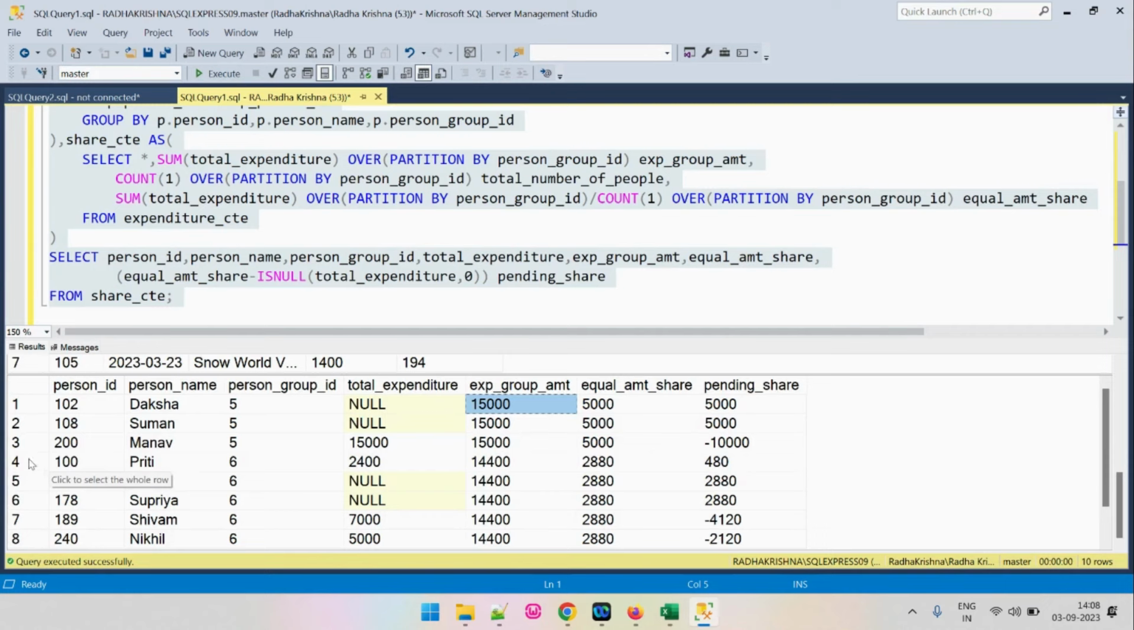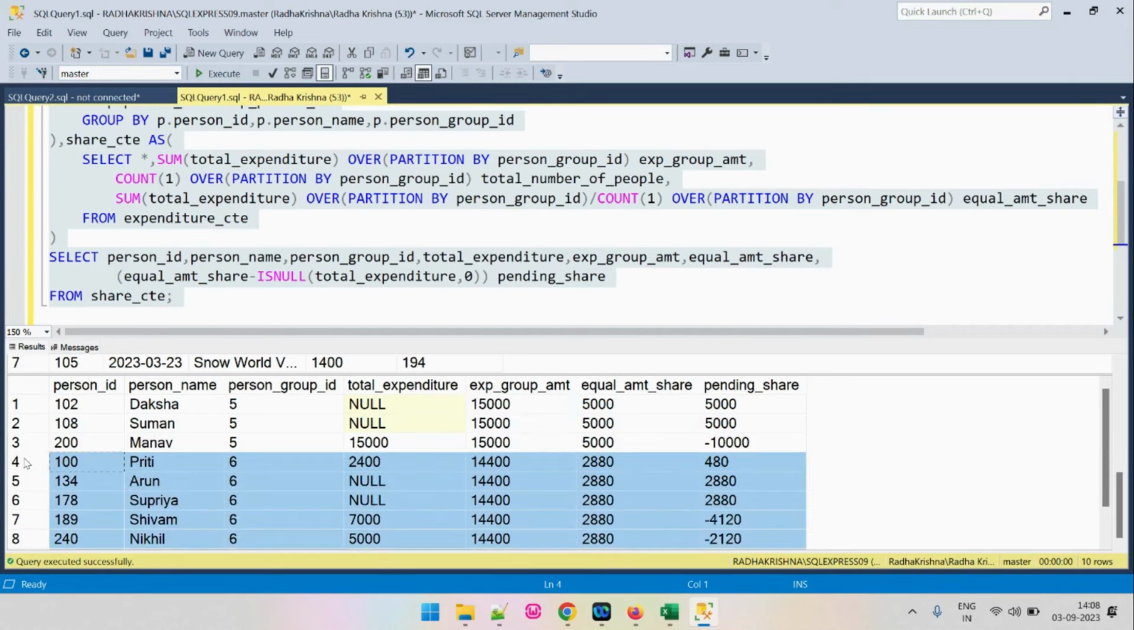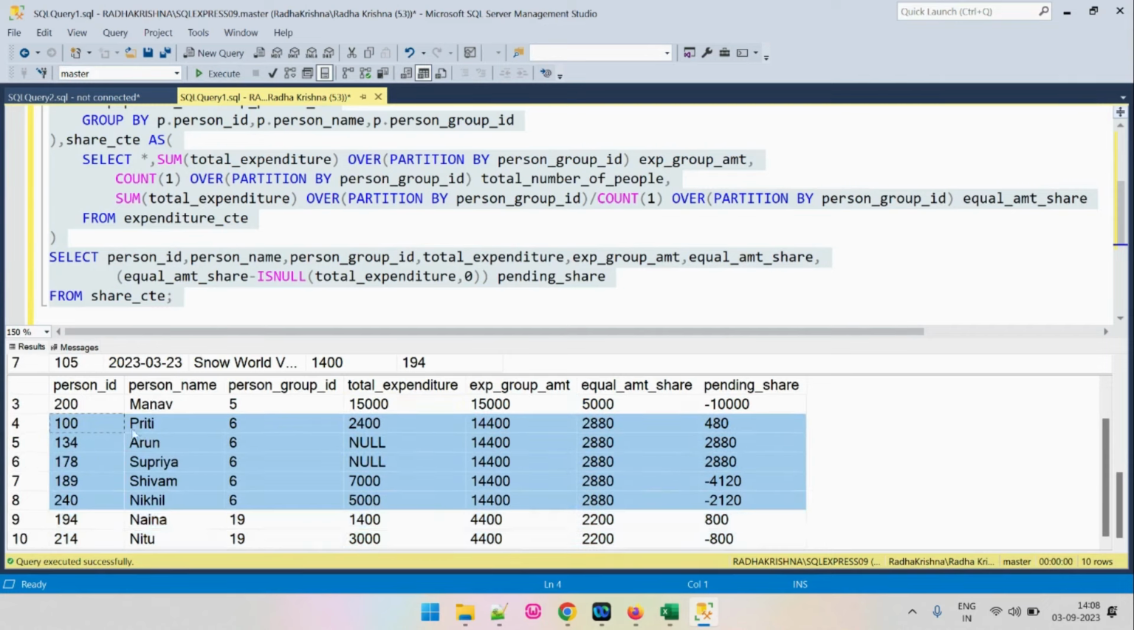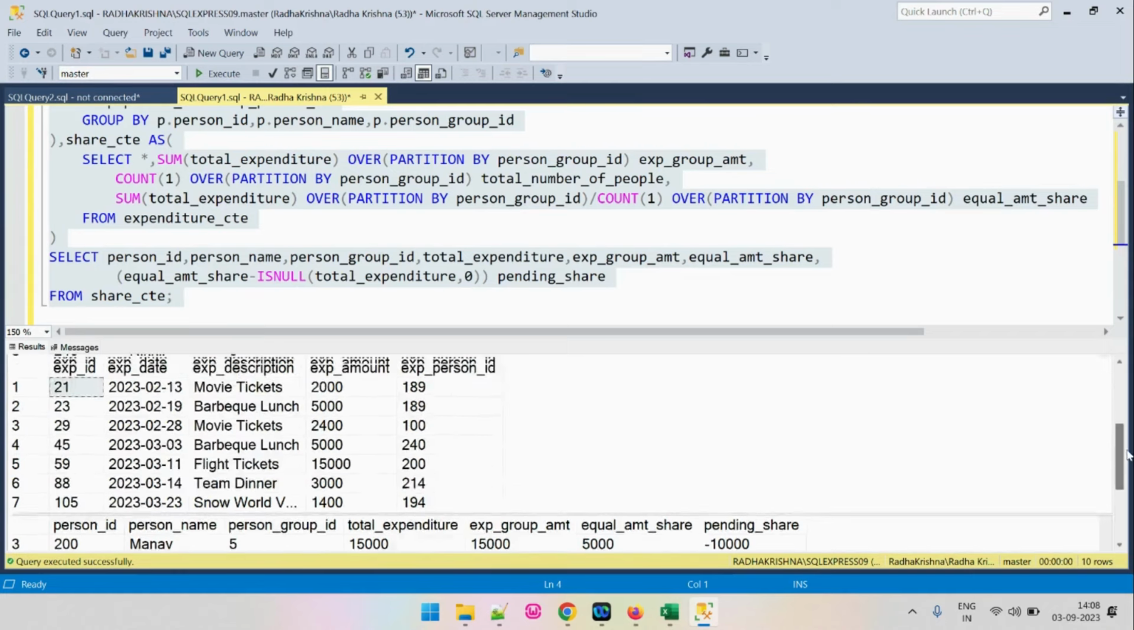The group ID 6, so there are a total of 5 people present, out of which the total amount is 14,400. And 14,400 divided by 5 is the equal amount that each one has to pay, that is 2,880. And depending on the expenditure that each person has done, we will do the subtraction of what amount each individual has to ultimately pay or receive. So we have generated the required output.